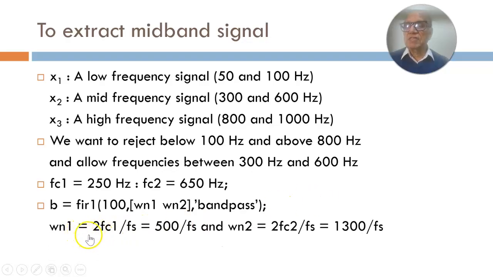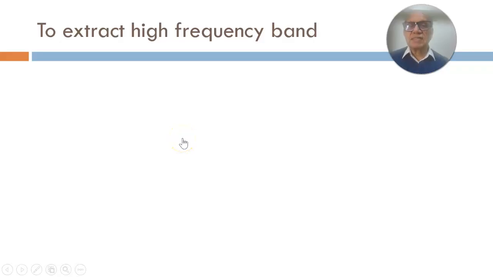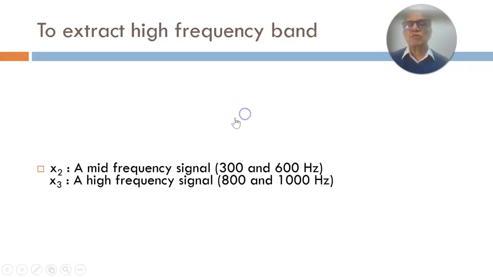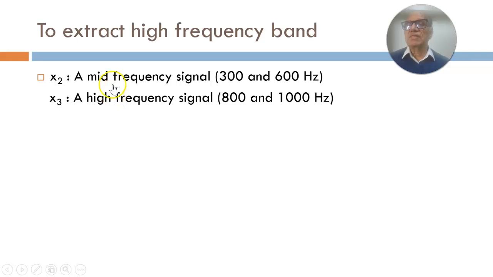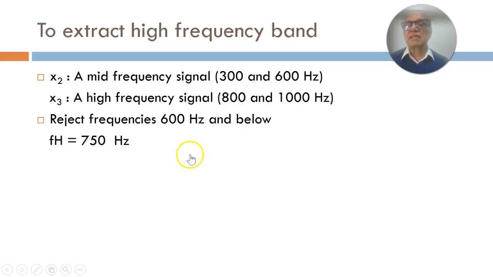And WN1, which is the normalized frequency, so that is 2FC1 by Fs. So 2 into 250, that is 500 by Fs. And WN2 is 2FC2, so that is 1300 by Fs. Okay. Finally, if you want to extract the high frequency band, then how do you choose the cutoff? So look at X2 and X3. So you want to reject frequencies below 800. So you should have a cutoff frequency which is lying somewhere between 600 and 800 Hertz.